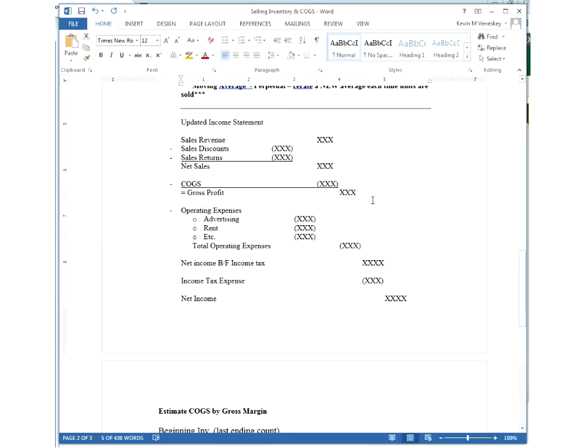Okay, so let's look at how the income statement is updated now that we have this cost of goods sold. And we've also thrown in these last week's items, the sales discount and sales returns. So we've got my sales revenue over here, less the items that were returned or discounts that I gave. We then call that my net sales. What did I really sell at the end of the day? Because you don't want to count these returns.